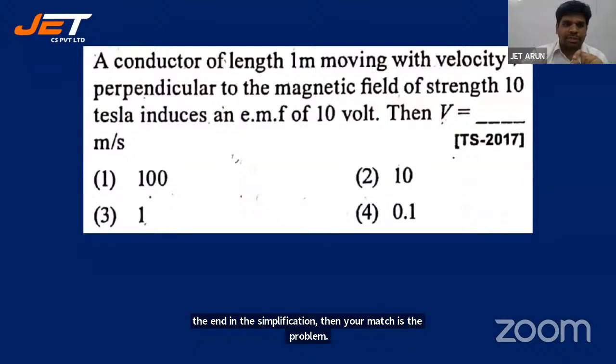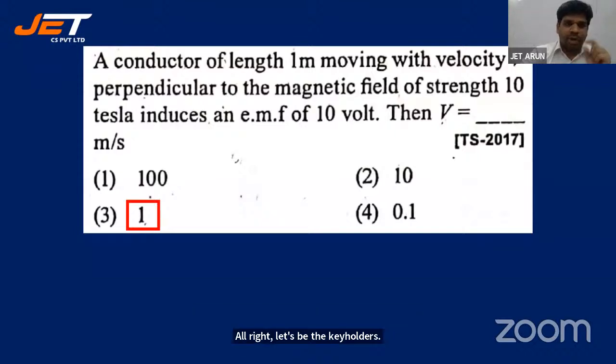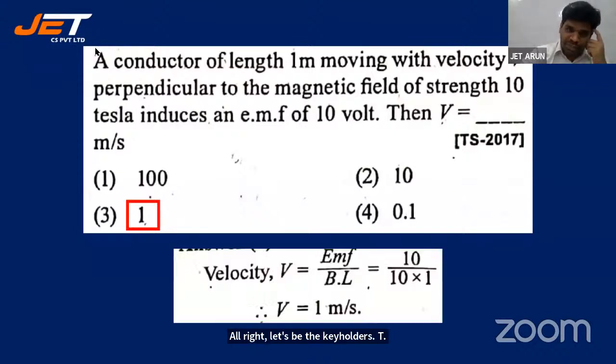All right, let's look at the key, students. Key is 3, 1 meter per second, students. Here is the formula. So EMF is BVL. So V is equal to EMF by BL, which is 10 by 10 times 1. V is equal to 1 meter per second. All right. Okay, let's look at the next one.